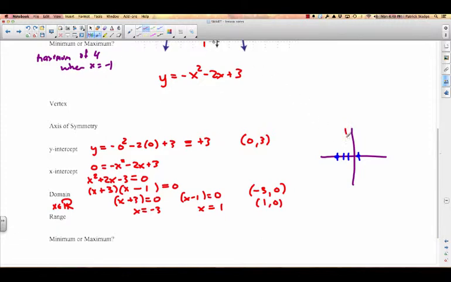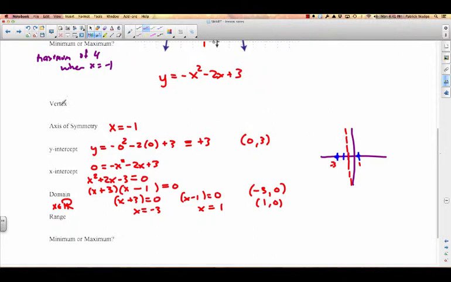The axis of symmetry would be right here. Hope that makes sense. If not, don't worry about it too much. We're going to talk about this more later. But it has to be between negative 3, this point here at negative 3, 0, and 1. And halfway between negative 3 and 1, if you take the average of negative 3 and 1, you get negative 1. So that means our axis of symmetry is at x equals negative 1.